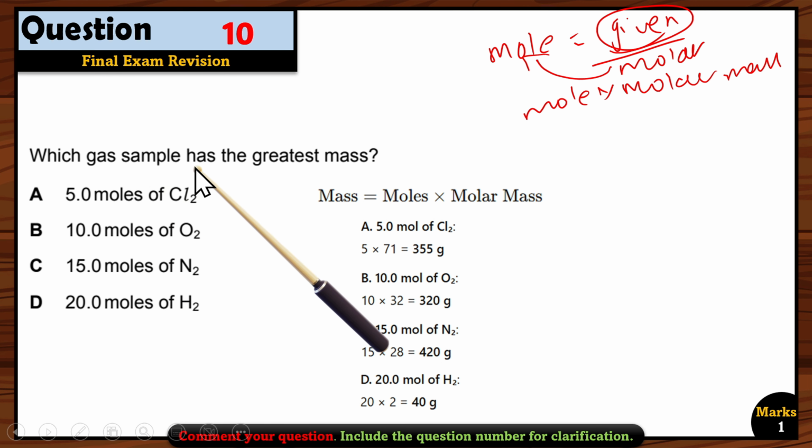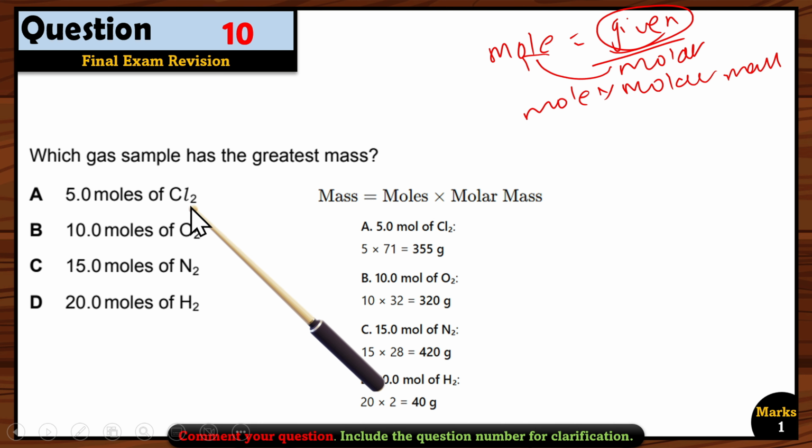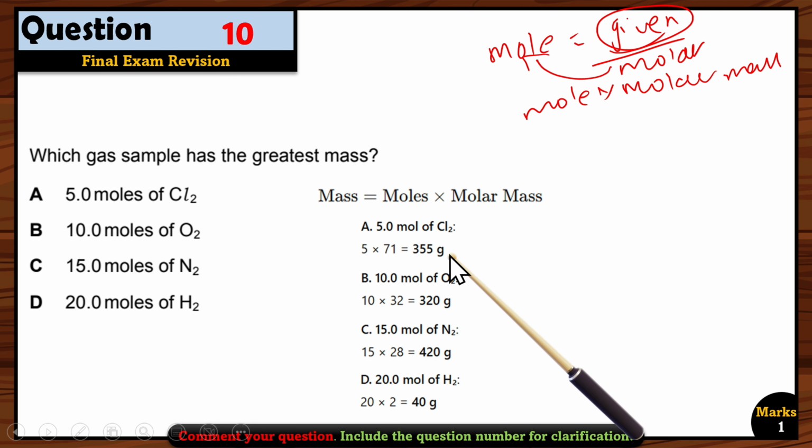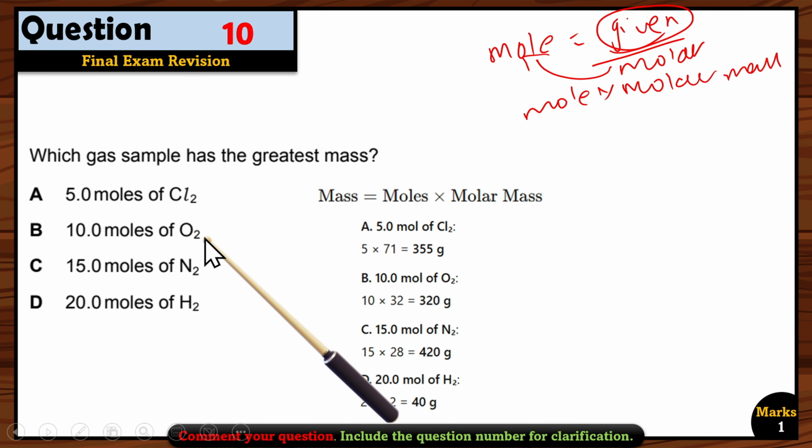If you see in your periodic table, 35.5 into 2, because we have two atoms, right? So it will be 71. So how much mass we will get? 355 gram. Second, for 10 moles of oxygen, the molar mass is 32, right? 16 into 2 is 32. So 10 into 32, we will get 320 grams. Same for nitrogen, you will get 420 gram. And then 20 moles of hydrogen, you will get 20 into 2 is 40 gram.